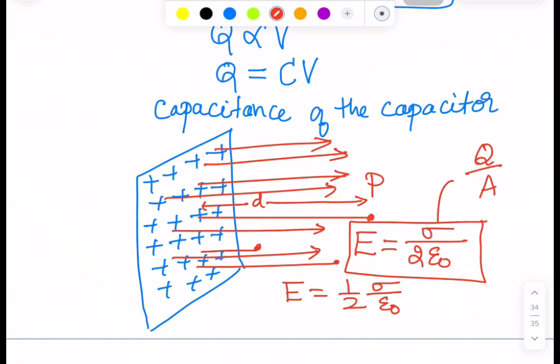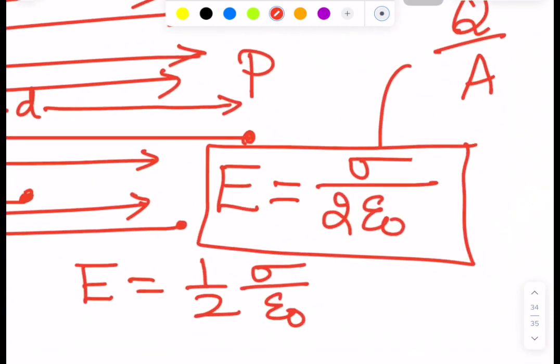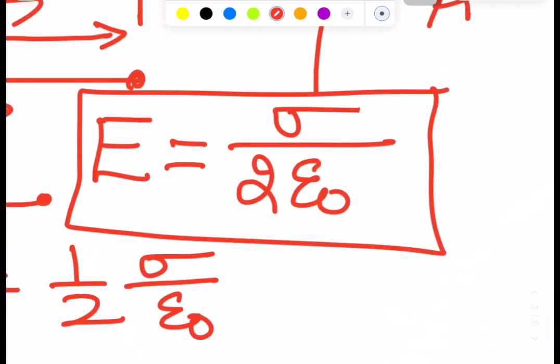In one of my videos you can also find the derivation of the electric field at a point due to an infinitely large charged plate. What you have to remember is this equation: the electric field at any point due to a charged plate is given by half of sigma by epsilon naught.